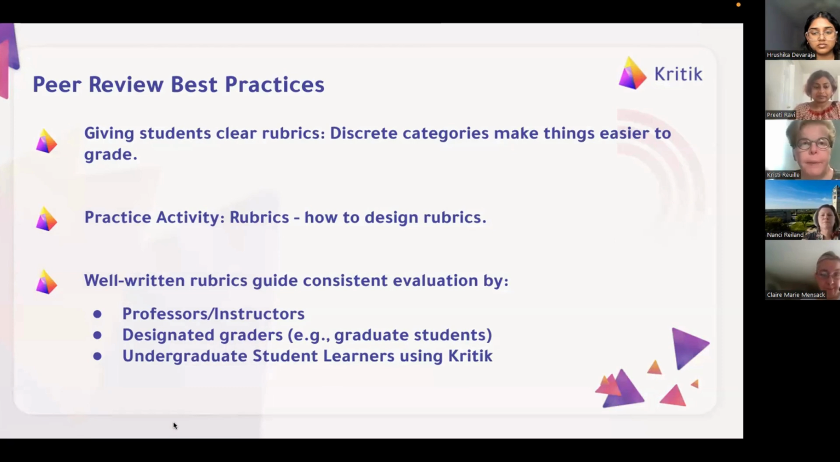My best advice for peer evaluators is to have a clear rubric. And I find that discrete categories make things easier to grade. As an example, the first semester I used Kritik.